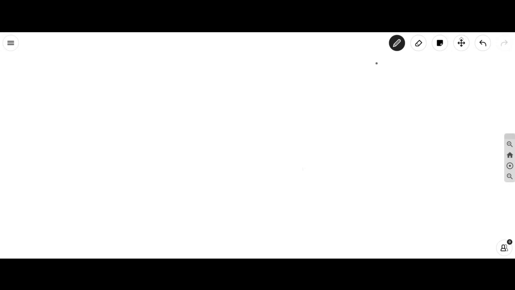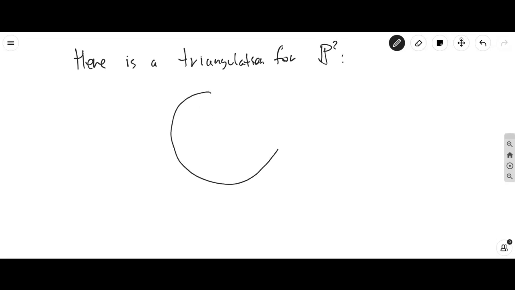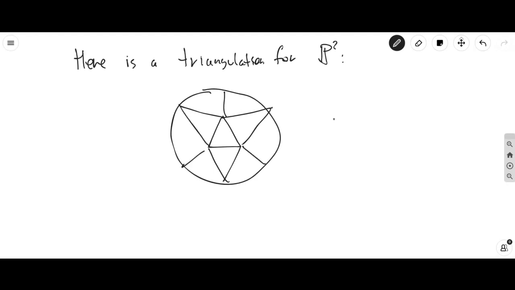But here is a triangulation for P2. So here's the way you would do it. It's actually a very nice, pretty picture. You have the circle again, inside the disk. You have a triangle, then you have a triangle going like this, a triangle going like that, a triangle going like this, and then you add 3 lines like that.